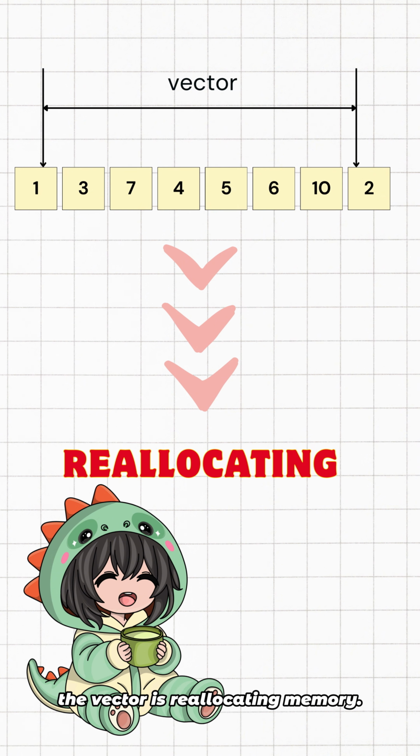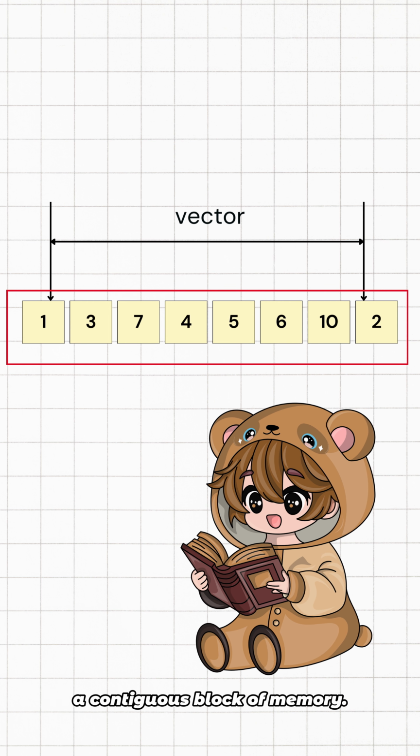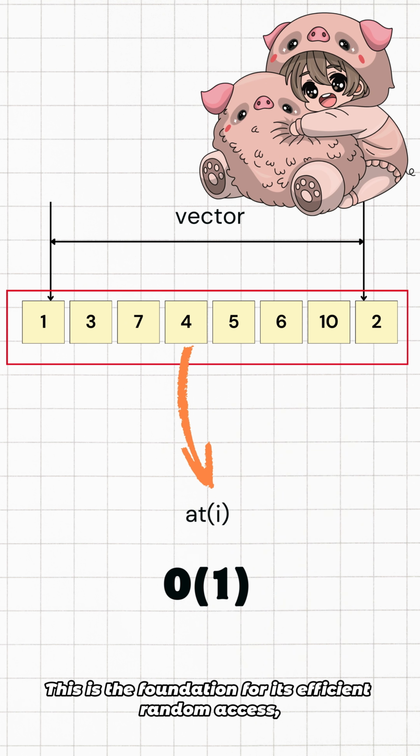The vector is reallocating memory. As we all know, the underlying structure of a vector is a contiguous block of memory. This is the foundation for its efficient random access, but also the root cause of lag during expansion.